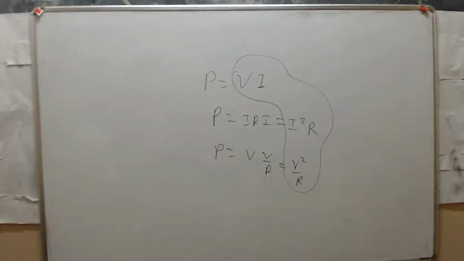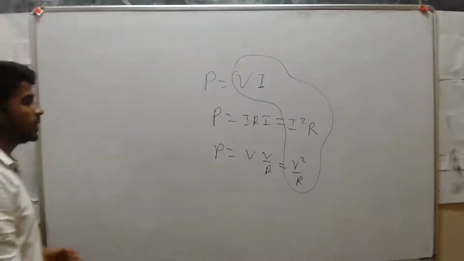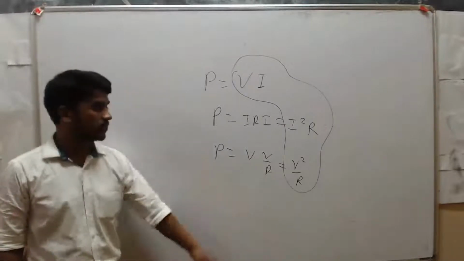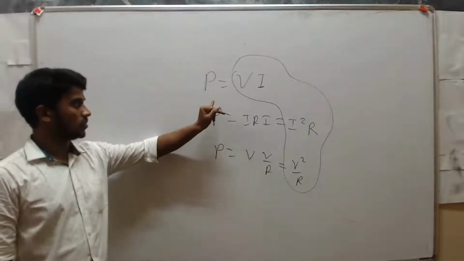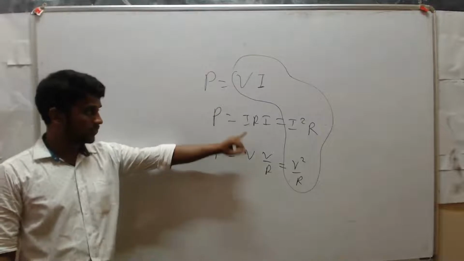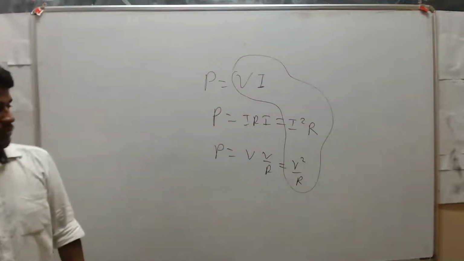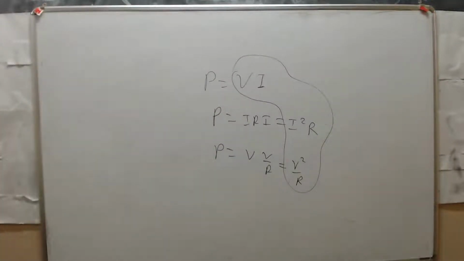Here, the rate at which energy is dissipated or consumed in an electric circuit is also termed as electric power. Okay, electric power means how much energy is dissipated in the circuit. That dissipated energy we can calculate using these formulas: V into I, I square into R, or V square by R. Next, you know the SI unit of power? That is watt.